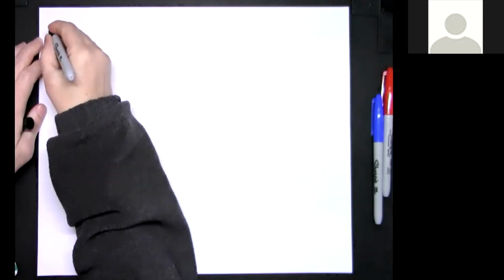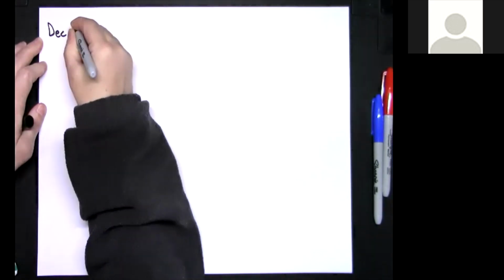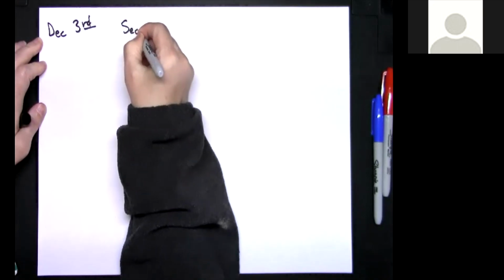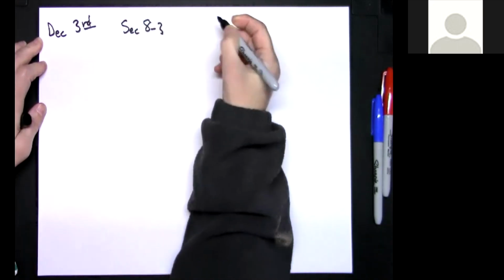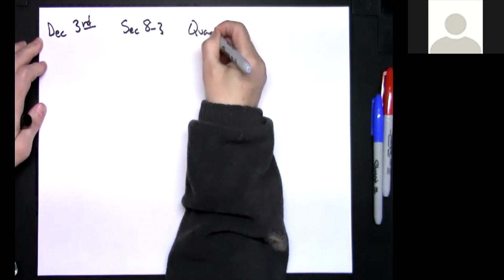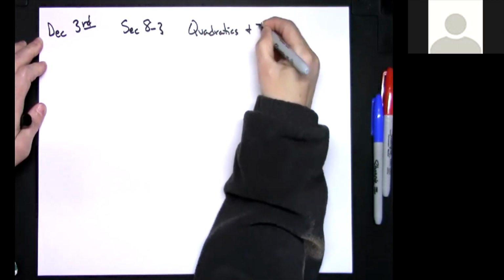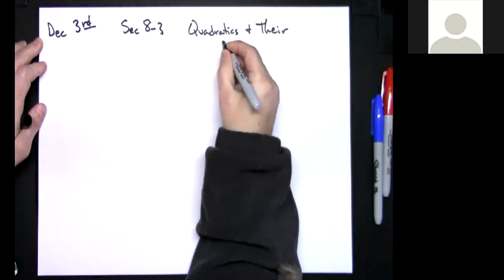They're supposed to be seen here. Okay, so let's go ahead and date it today. So today is December 3rd. And we are taking a look at section 8-3, which is basically quadratics and their graphs. All right, so that's what we're going to be focusing on.